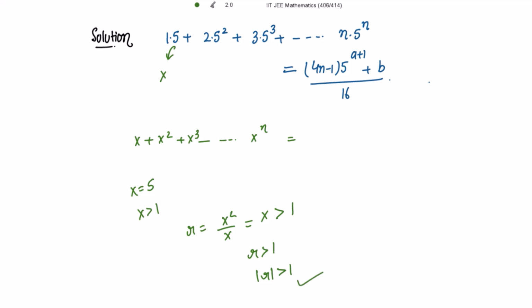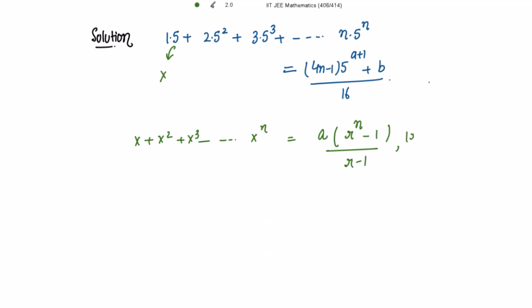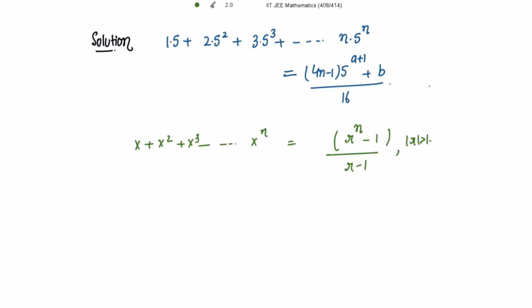So for this mod r greater than 1, we write the finite sum of this GP series to be equal to the first term into the common ratio, the power n, that is the number of terms, minus 1 divided by r minus 1, where mod of r is strictly greater than 1. And if this mod of r is strictly less than 1, then we write this sum as a into 1 minus r the power n divided by 1 minus r. Right? This is for mod r strictly less than 1. Right? So here the first term is x and the common ratio is x. So for x equal to 5, we have written this result.